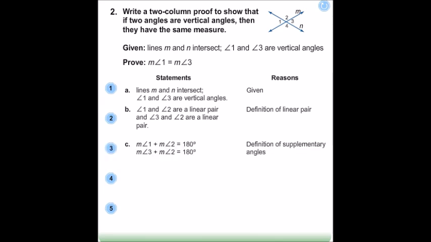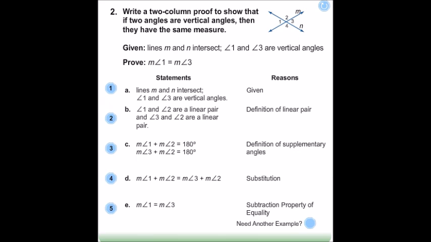Step 3, the measure of angle 1 plus the measure of angle 2 equals 180 degrees, as does the measure of angle 3 plus the measure of angle 2, by definition of supplementary angles. Supplementary angles add up to 180 degrees. Step 4, the measure of angle 1 plus the measure of angle 2 equals the measure of angle 3 plus the measure of angle 2 by substitution. Step 5, therefore, if we subtract the measure of angle 2 from both sides of the equation, we are left with the measure of angle 1 equaling the measure of angle 3. We have proven our statement.